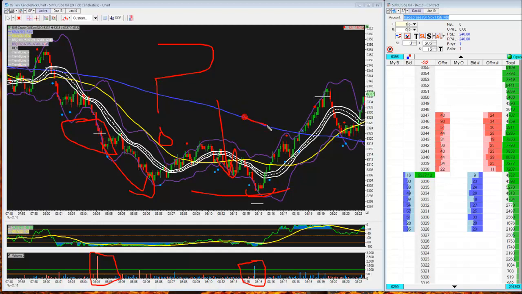Where I would have found interest in a long would have been above the 200 bar line. I was already short coming into this trade, and I got out right in this area on my short side.